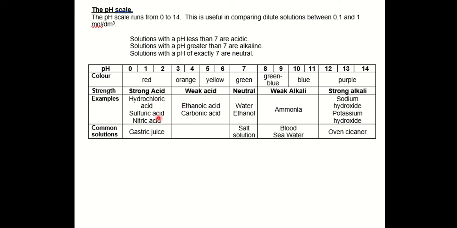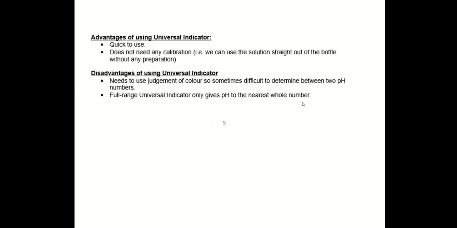Examples, the strong acids, so if they ask you for those, the common laboratory ones, hydrochloric acid, sulfuric acid, nitric acid. The weak acids, ethanoic acid. Carbonic acid is also a weak acid. That would be where you dissolve carbon dioxide in water. I'll come back to that one. And we haven't listed it there as well, but citric acid would fit in there too. The weak alkali, the common one that we use, ammonia. And then the strong alkalis, sodium hydroxide and potassium hydroxide. So know that little pH scale and how to use it.